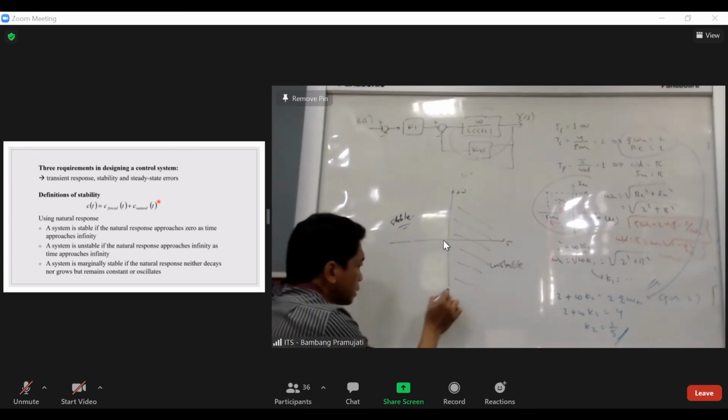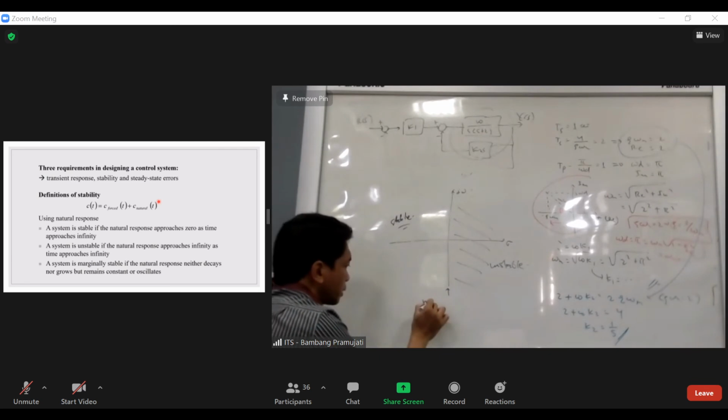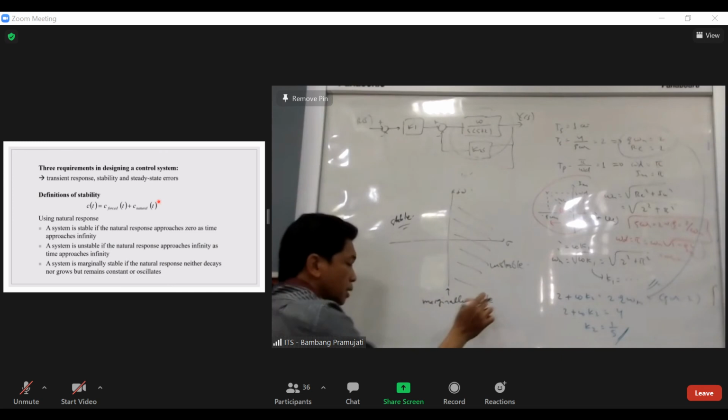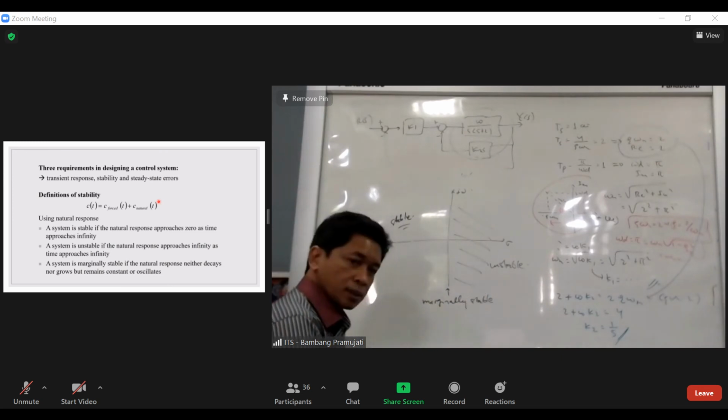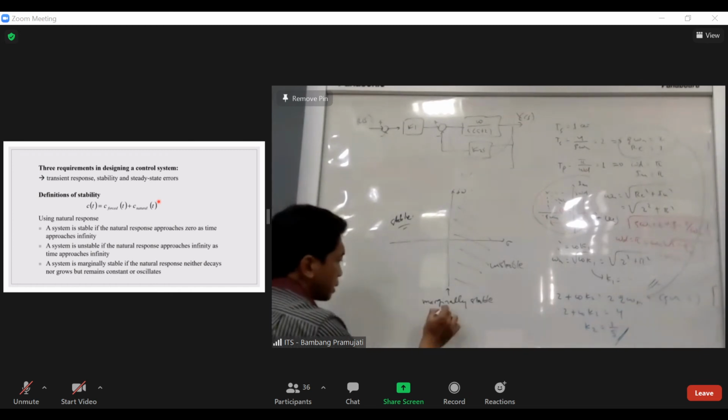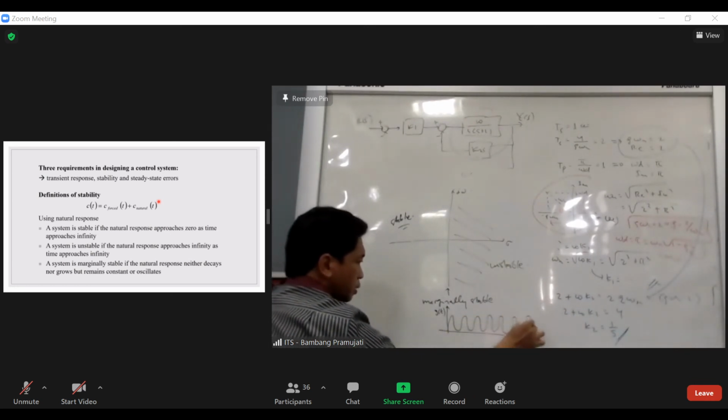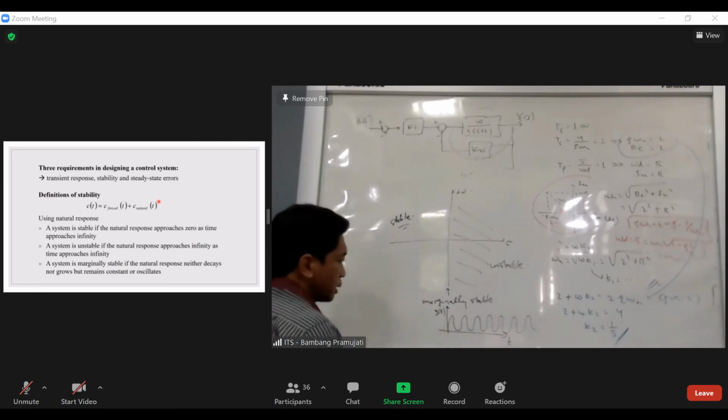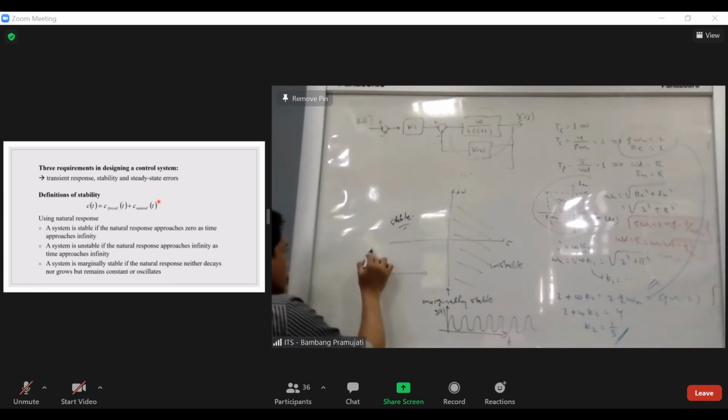Kalau punya pole di sini, di imaginary, maka yang kita punya adalah sistem yang disebut dengan marginally stable, which is when you look at the definition of on the third one, system is marginally stable if the natural responses neither decay nor grows. Jadi kalau marginally stable, nanti respon Anda akan seperti ini, y of t, ini t ya. Jadi respon Anda akan seperti ini. Natural response is going to give you this up and down response. When it is stable, it may look like this, ya. It may look like this. Mungkin saja gini ya, but eventually that's not.